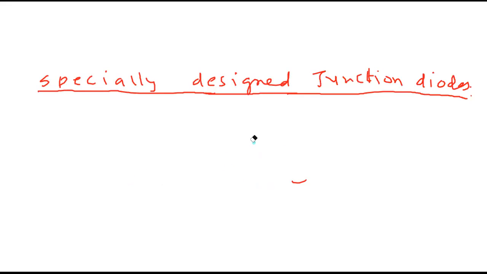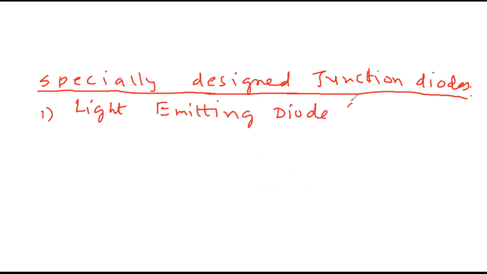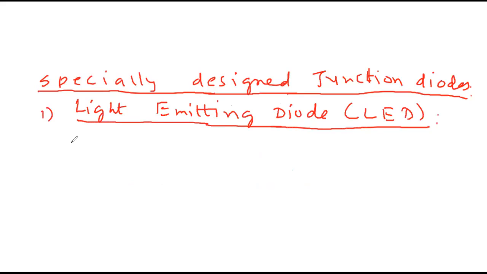Specially designed junction diode. First one, light emitting diode, also called as LED. Light emitting diode. Now the name is clear. Light emitting diode or LED, that means it should emit light.